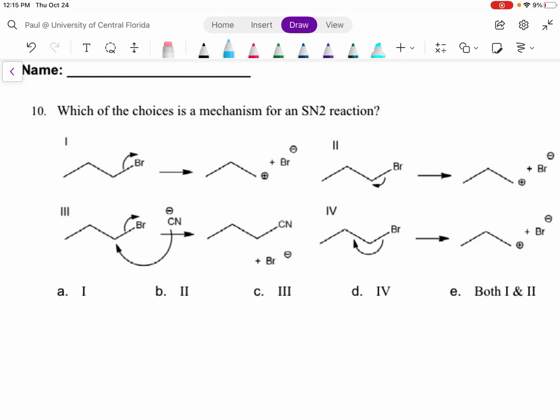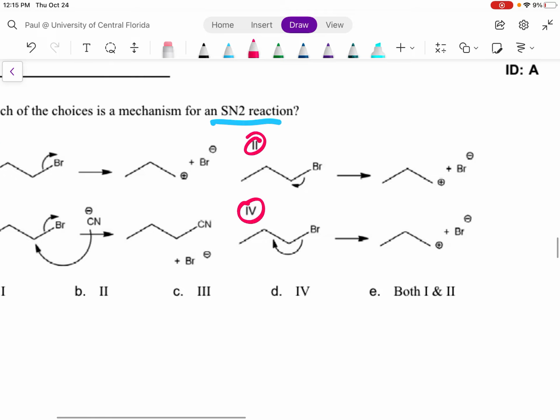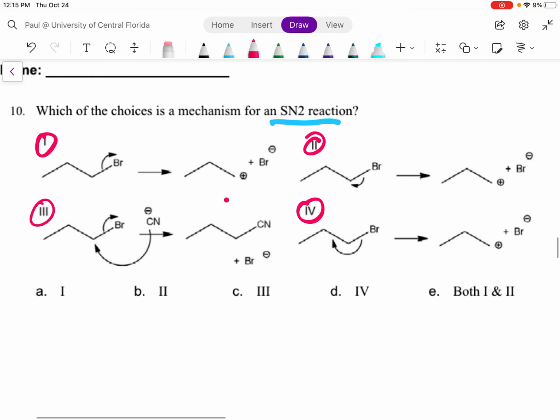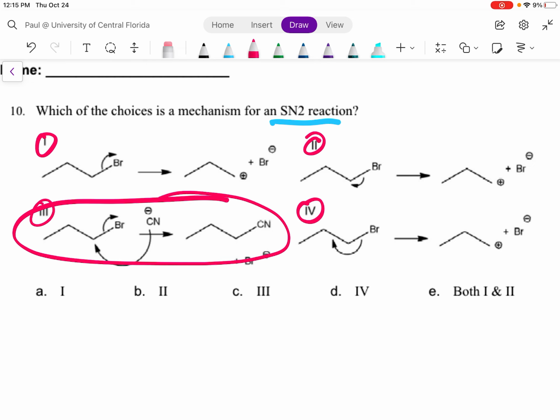And then question 10, it tells us that we have an SN2. And so what's the appropriate SN2 mechanism? So we have answer choice there, there, there, and there. We know it has to be a concerted reaction and it has to be backside attack. So the only one that does that would be this reaction right there. That's our concerted one-step substitution reaction.